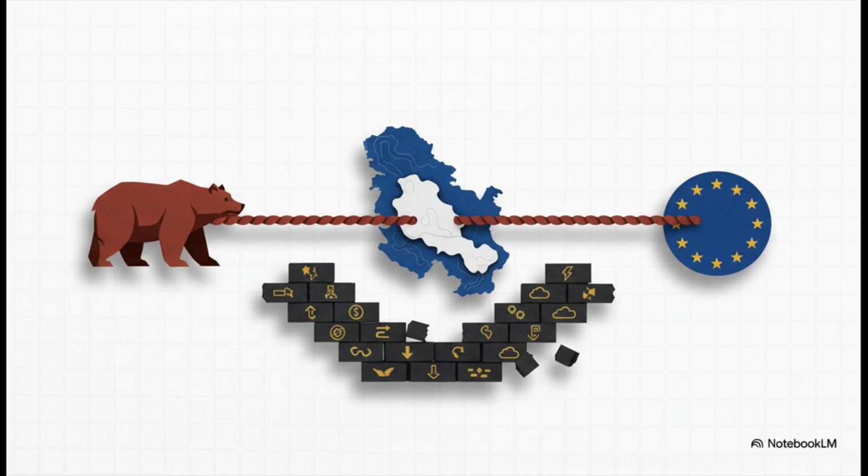Level 4 kicks in when a state starts to actively align itself with a rival power. The response: containment. Think about Serbia trying to balance its relationship with both Russia and the EU.